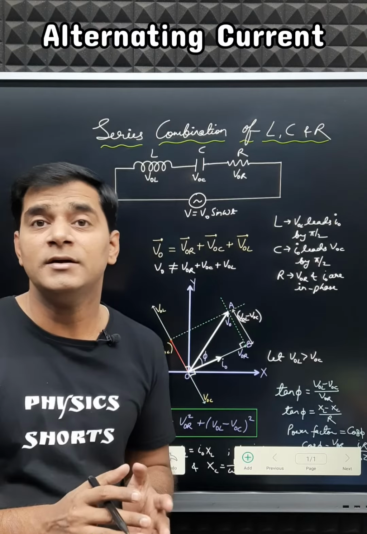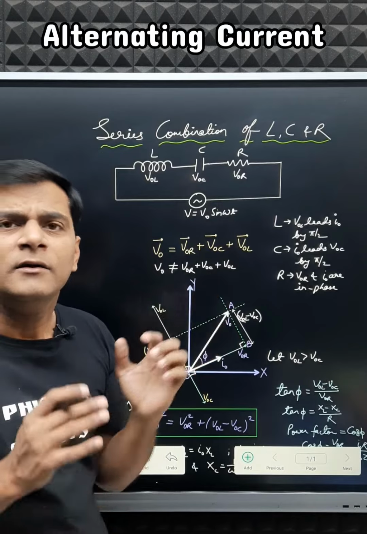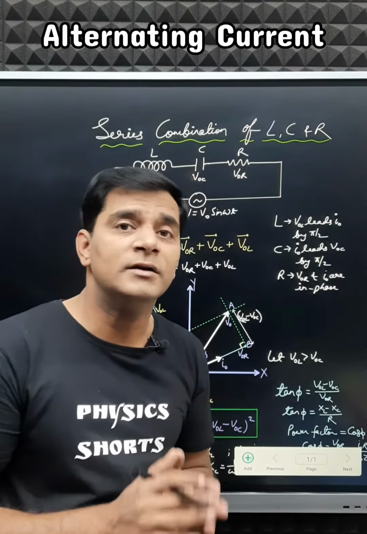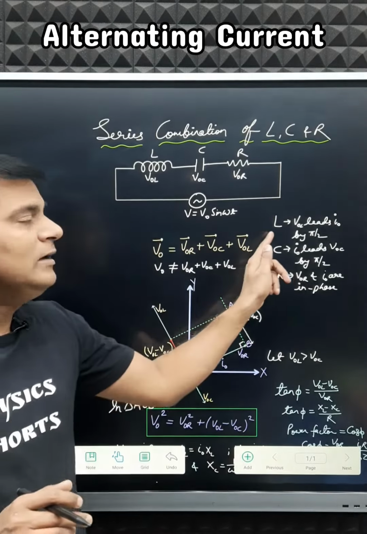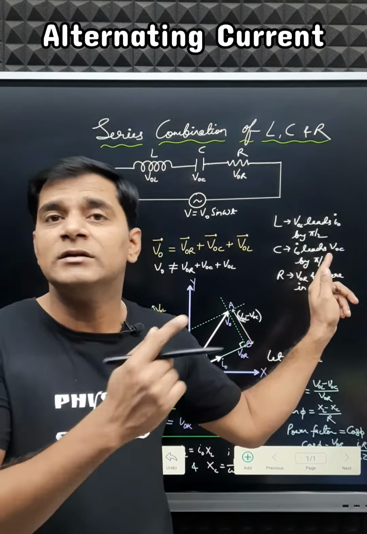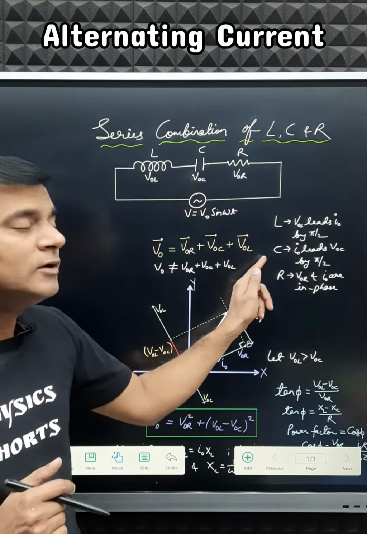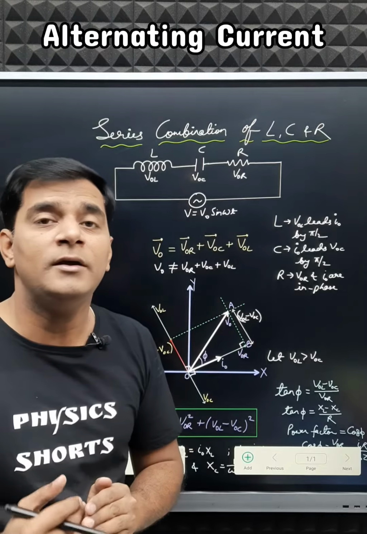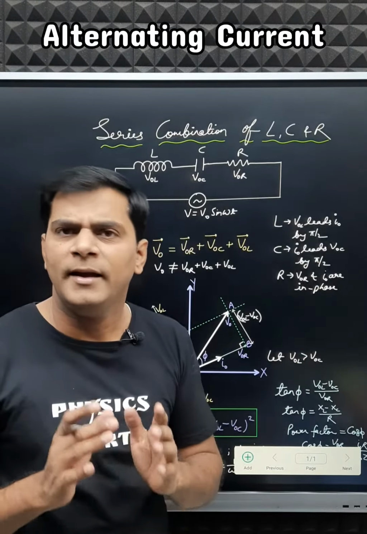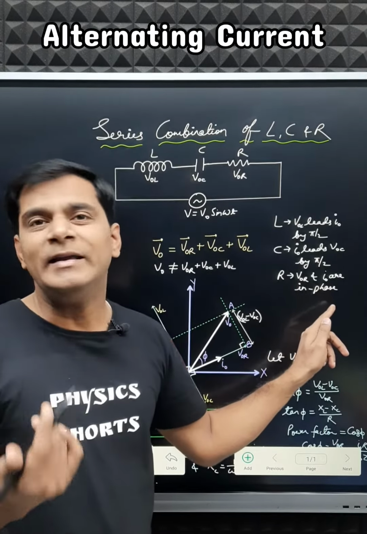To draw the phasor diagram in case of a series combination of an LCR circuit, we must know the properties of the inductor, capacitor and resistor. That is, in case of an inductor, the voltage across the inductor leads the current by an angle of pi by 2. Similarly, the voltage across the capacitor lags behind, or we can say current leads the voltage by an angle pi by 2. And in case of the resistor, the voltage and current are in phase.